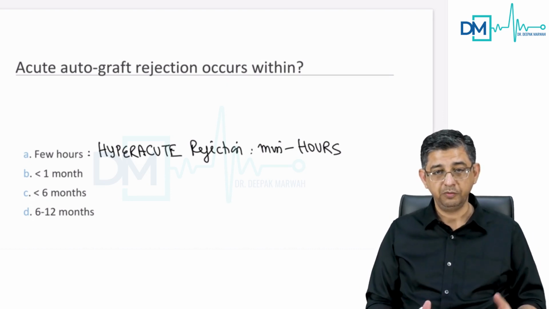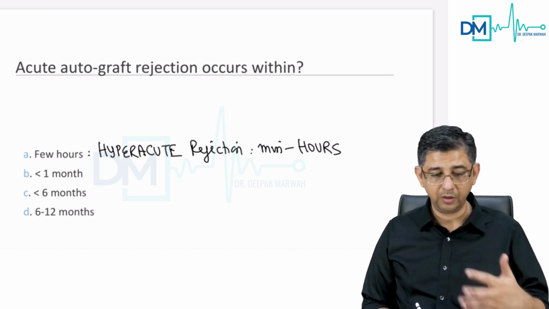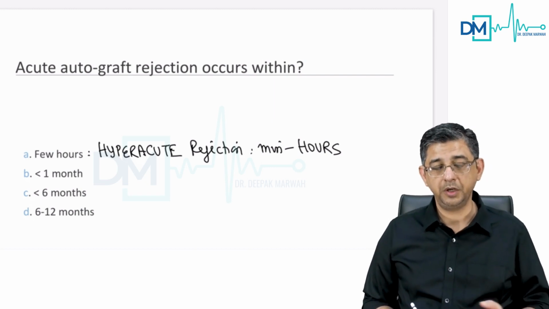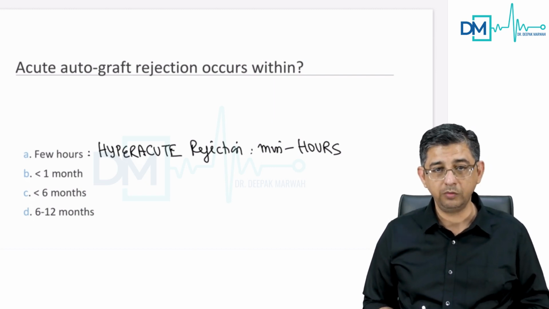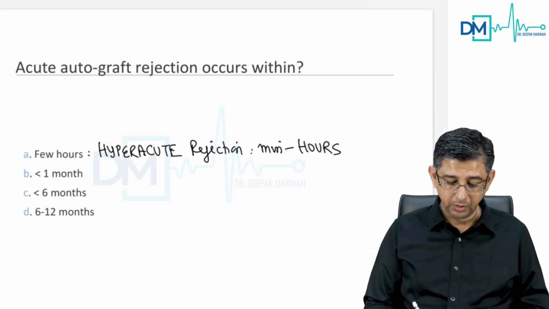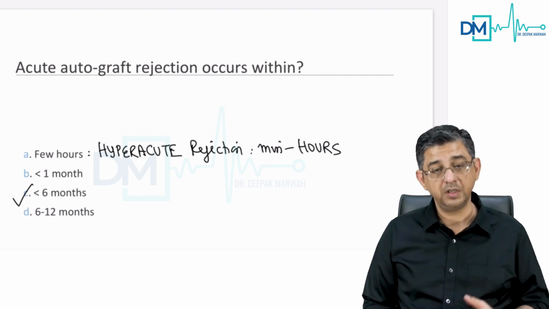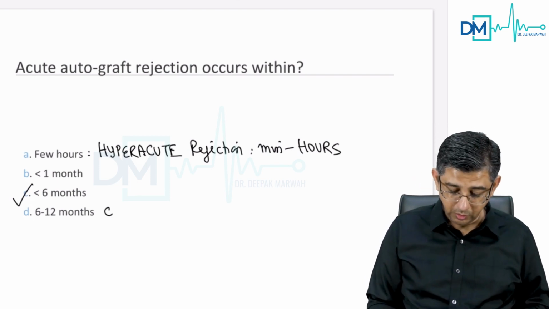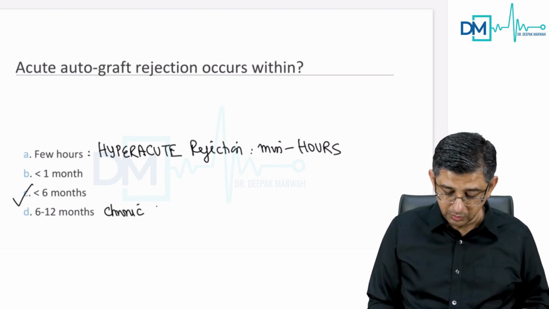So even before the abdomen is closed or after closure of the abdomen, immediately I can say that the kidney can become cyanosed and mottled. That would be a hyperacute rejection of the kidney. The technical definition for acute rejection is in the first 6 months, and if it is after 6 months, then we call it chronic rejection. So the answer to this question should be given as choice number C.